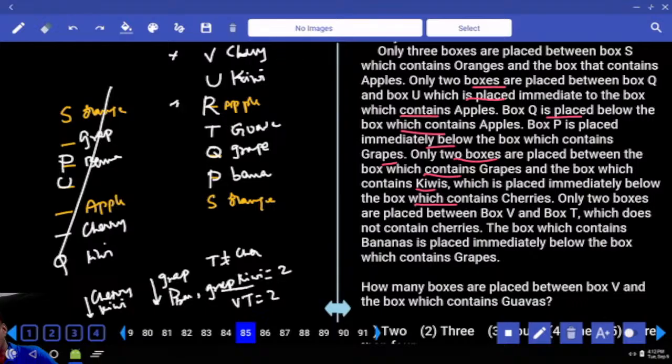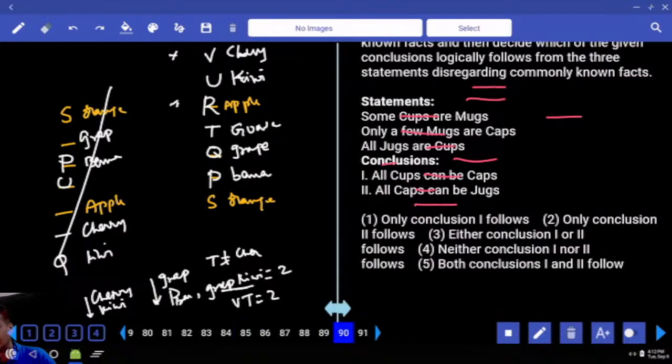Done? Now this is from question numbers 85 to 89. Then 90 onwards. Now question number 90. First or the second priority? Definitely under the first priority syllogisms.